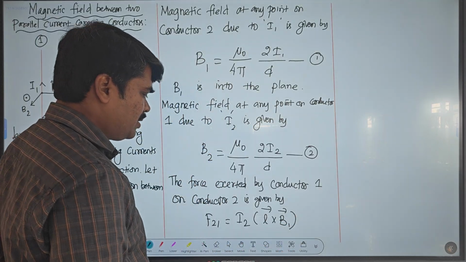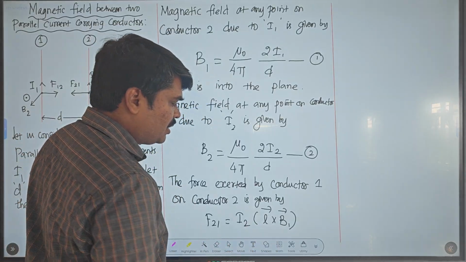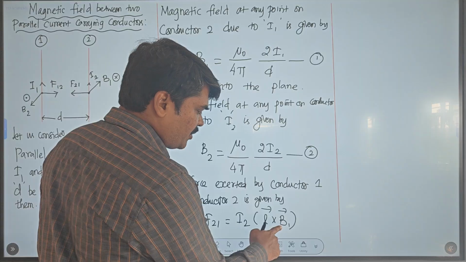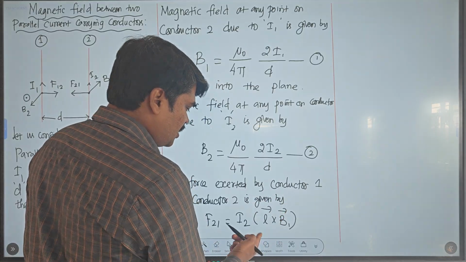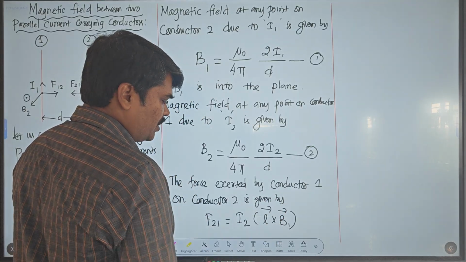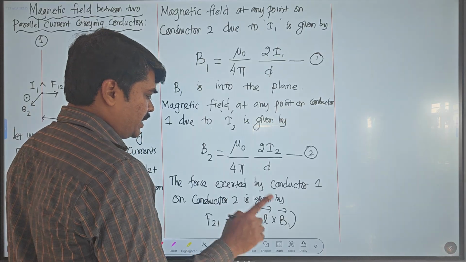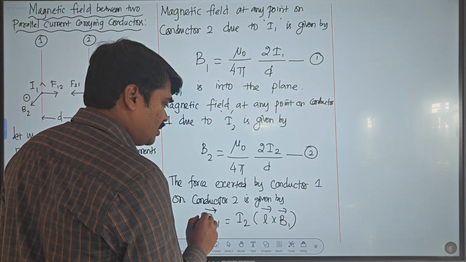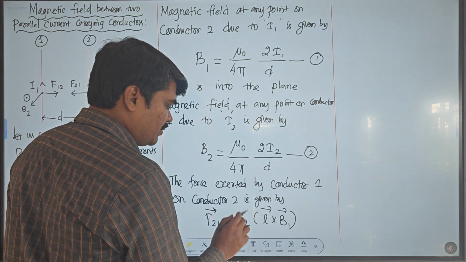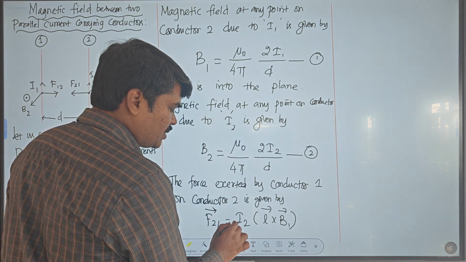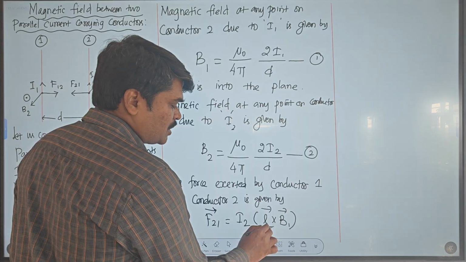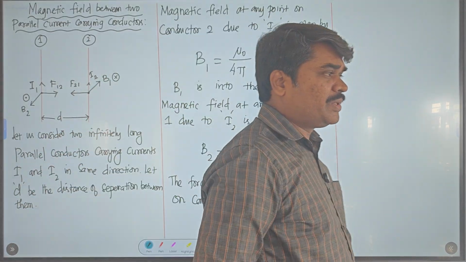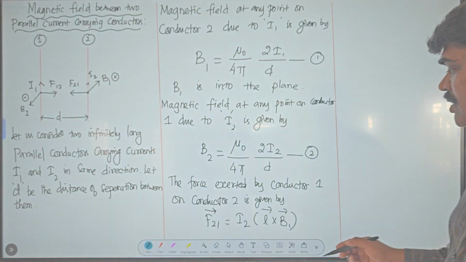So many of you might be thinking, why not B2 here? We cannot take B2 because this is the force exerted by the magnetic field of conductor 1 on conductor 2. So this has to be B1 only, not B2. So I repeat again, the force exerted on conductor 2 by conductor 1 will be given by the current passing through conductor 2 times the cross product of the length of the conductor. Since we are taking the length to be the same for both of them, the length is denoted by L.